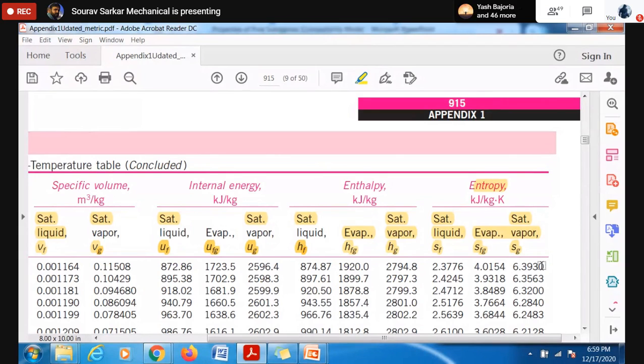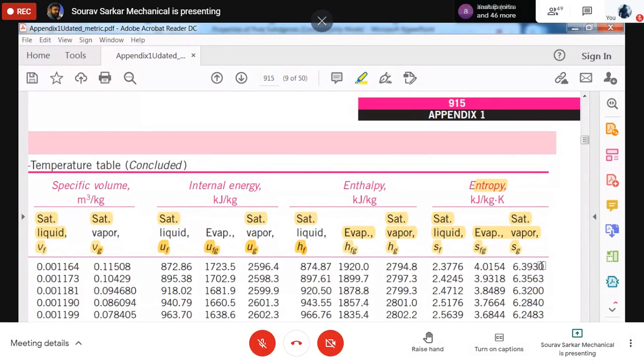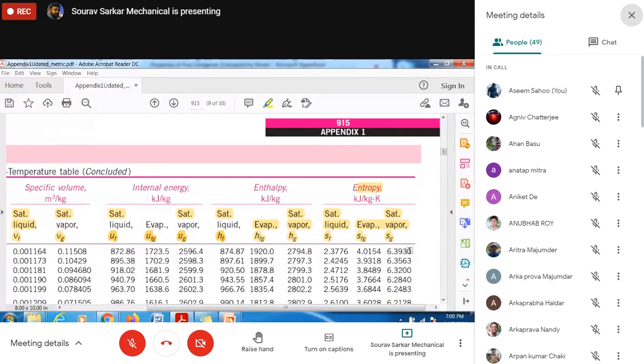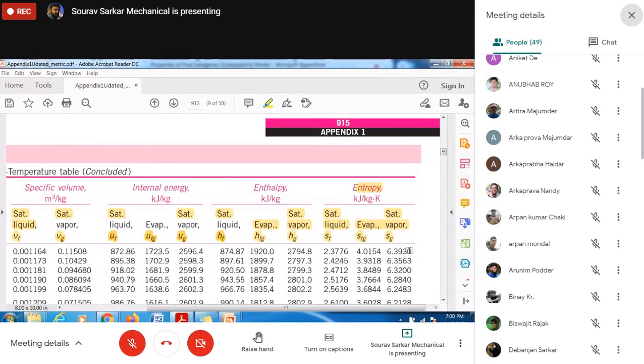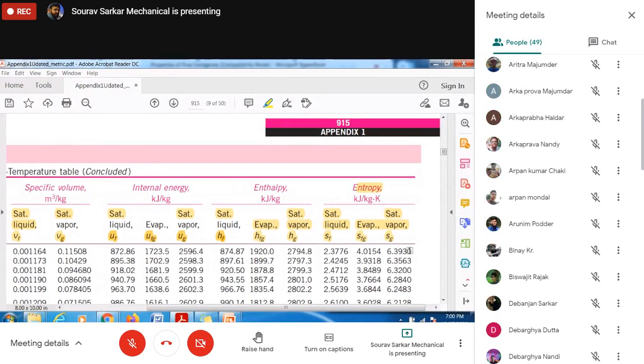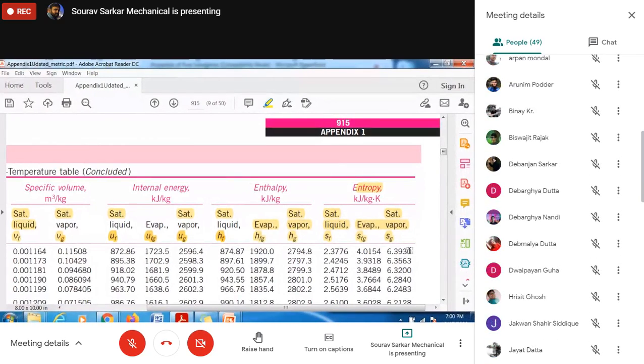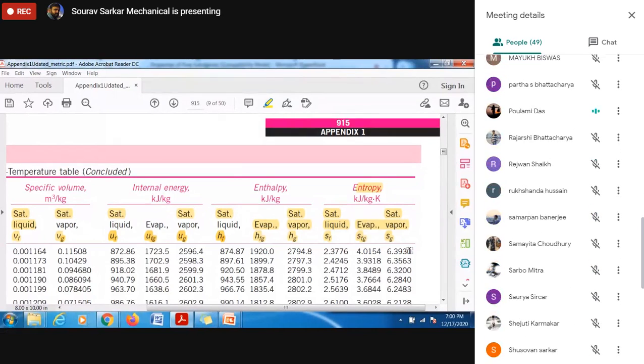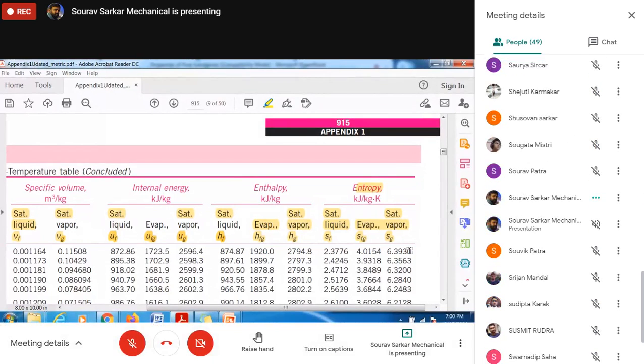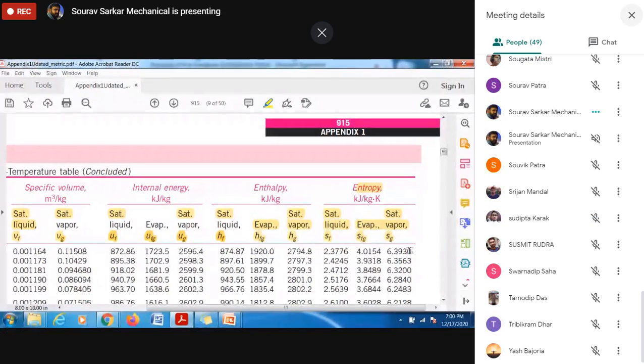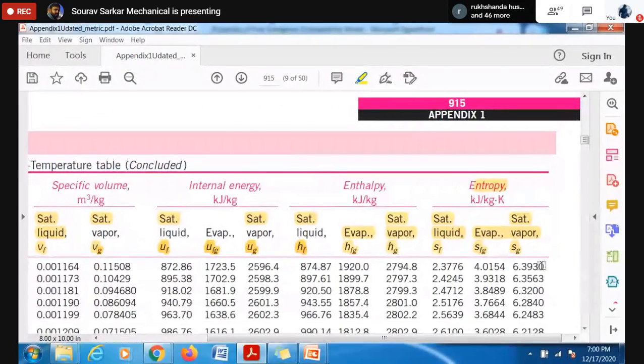Is it okay? Any doubt up to this much? Sir, I have a doubt. The internal energy of the saturated liquid is increasing more rapidly than that of the saturated vapor, and the internal energy of the saturated vapor is starting to decrease after a certain point. Why is this happening?